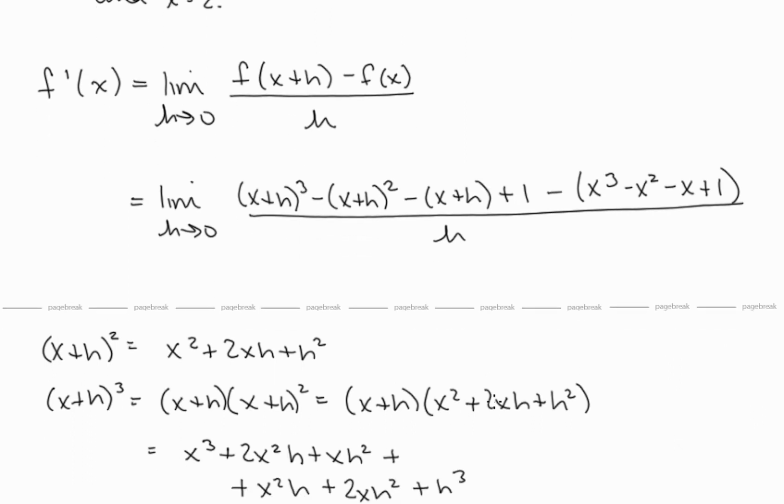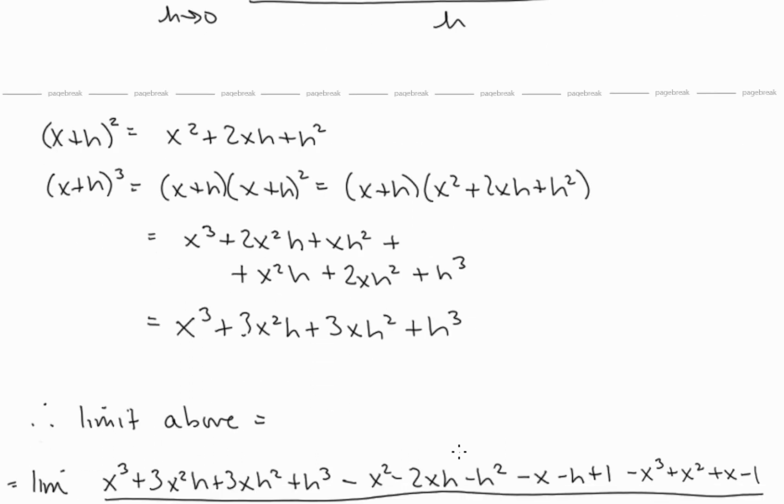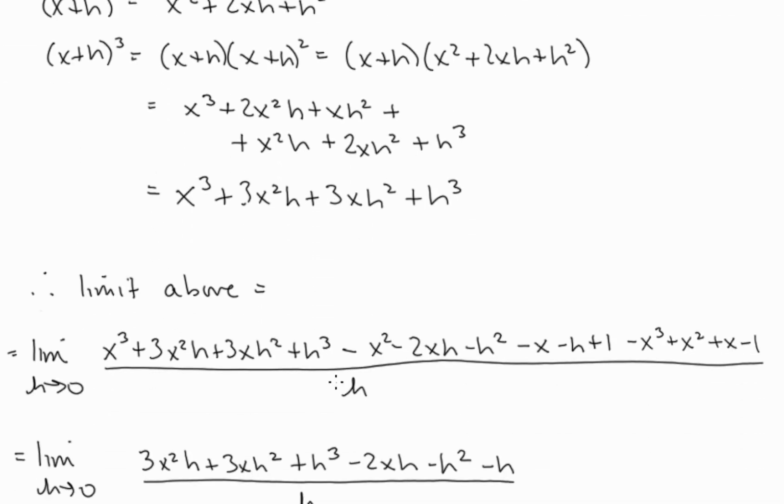So we have a little bit of expanding to do in the numerator before we can simplify. So multiplying out x plus h quantity squared, we get x squared plus 2xh plus h squared. For x plus h to the third, we need to multiply in another factor of x plus h. And so doing that gives us x to the third plus 3x squared h plus 3xh squared plus h to the third. And so now we're ready to plug into our formula.